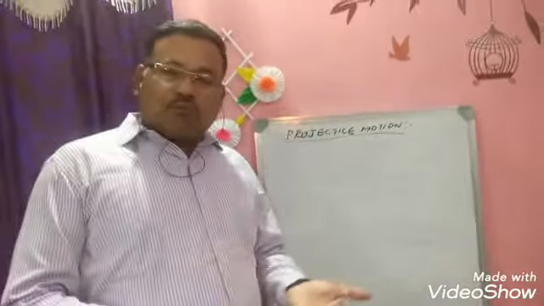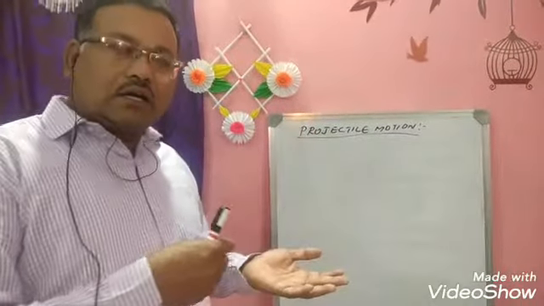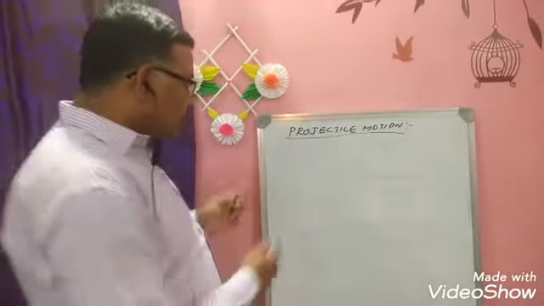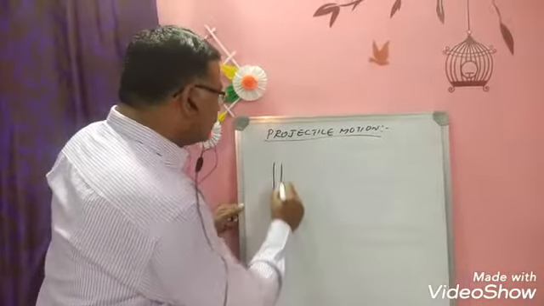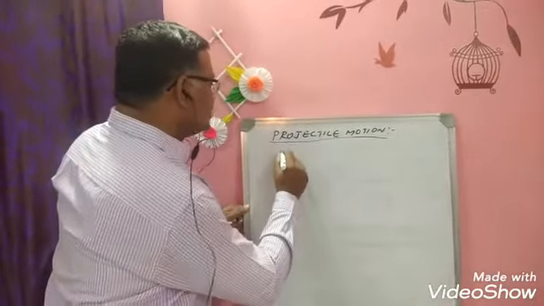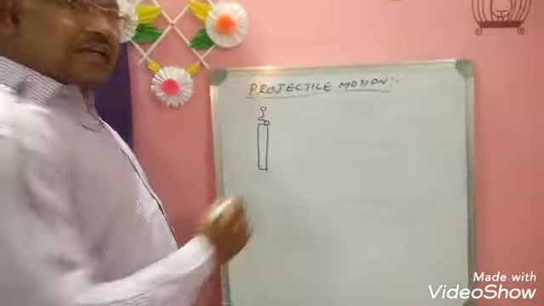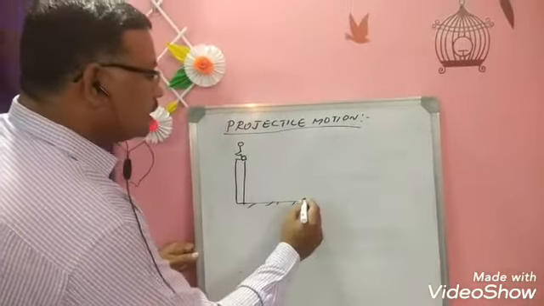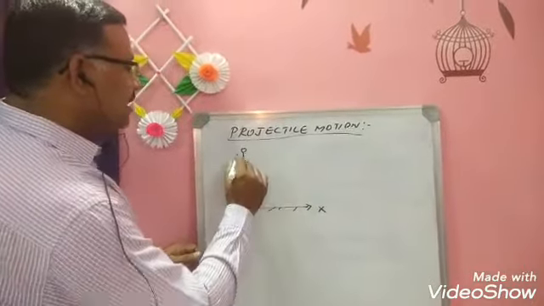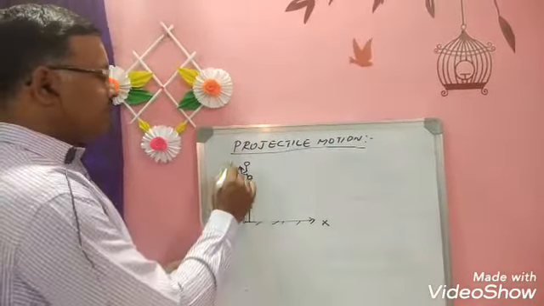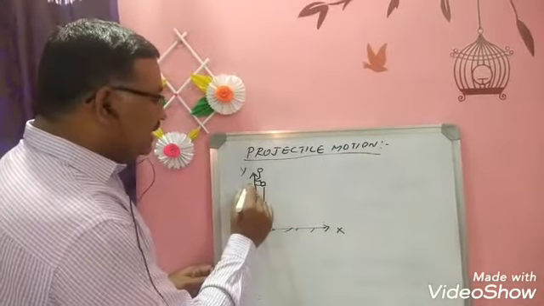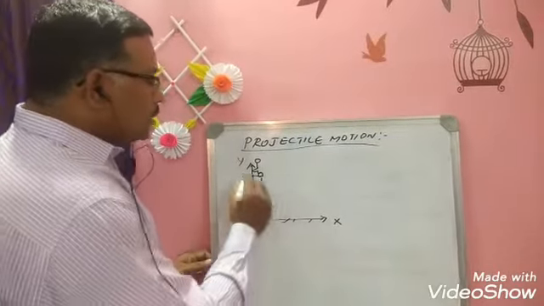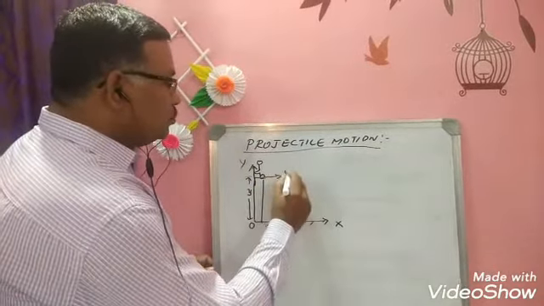A bomb dropped from a moving aeroplane or water coming from a horizontal tap are examples of horizontal projection. Suppose I am standing on the top of a building, and below it is the ground. The ground is considered the x-axis, and the building is taken as the y-axis. The height of the building is taken as small y. This is the origin.